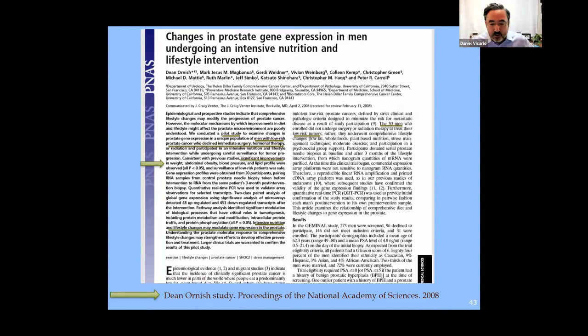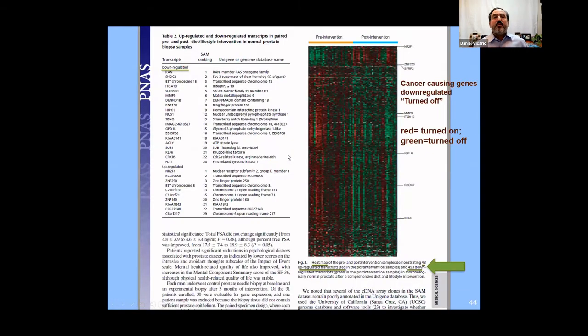This is a very good write-up from Dr. Dean Ornish. As you well know, Dr. Dean Ornish did a pilot study in men with low-risk prostate cancer who wanted to be monitored and hold off on hormonal therapy and surgery. So they were on an intense nutrition and lifestyle intervention. And of course, there was significant improvement in weight, blood pressure, and lipid profile. But more importantly, they looked at genes, and they did biopsies on their normal prostate.